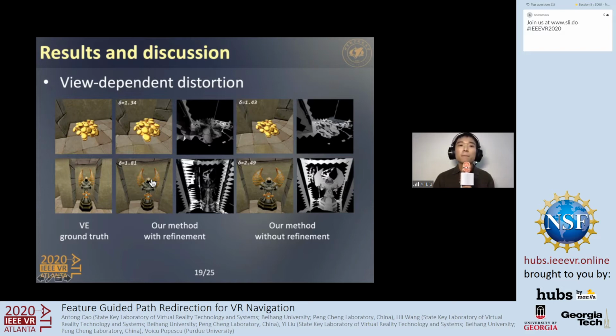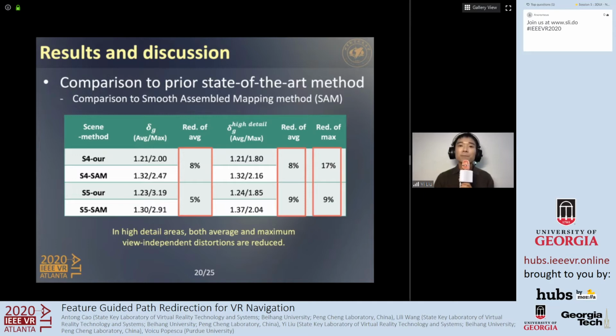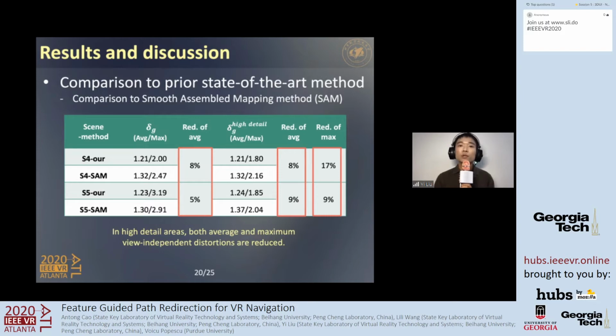We compared our method with the prior state-of-the-art method, the smooth assembled mapping method. The table shows that our method reduces average view-independent distortion. In high-detail areas, both the average and maximum view-independent distortions are reduced.